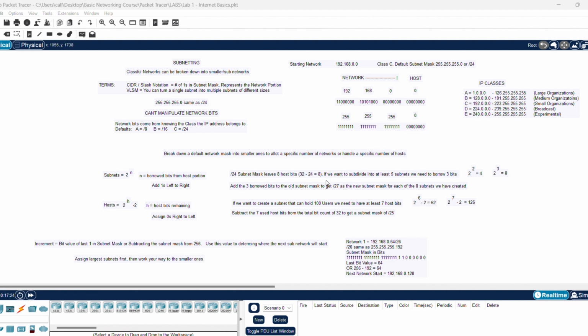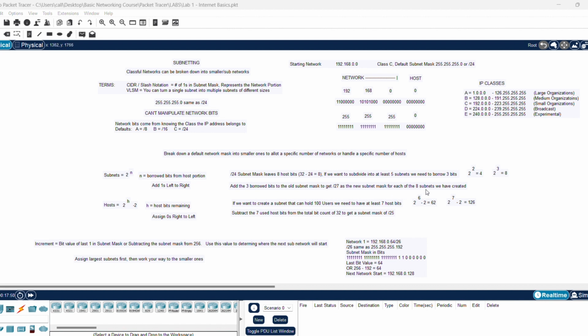If we want to subdivide this into at least 5 subnets, we're going to need to borrow 3 bits. Because if we went 2 to the 2, and 2 was our borrowed bits, we would only be able to make 4 subnets. Whereas with 2 to the 3rd, we're able to make 8 subnets. So then after we've borrowed those bits, we're going to add those to the old subnet mask, which will get us a new subnet mask of /27.